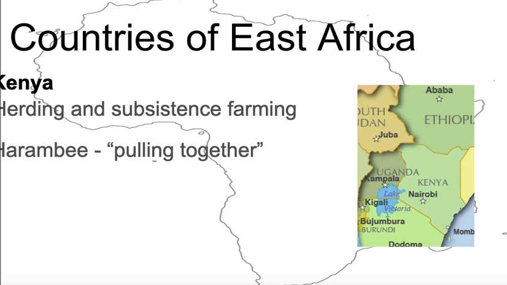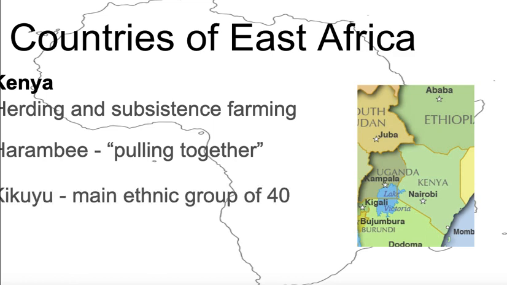In Kenya, they believe in the belief of Harambe. No, not the gorilla that died not too long ago, but Harambe means pulling together. And even though they come from a ton of different ethnic backgrounds, they work together to try to strengthen their country.